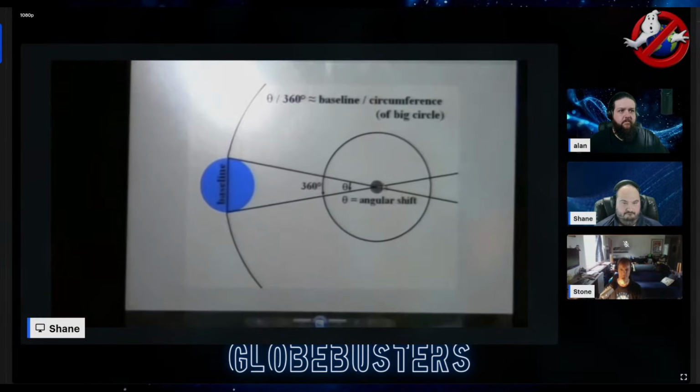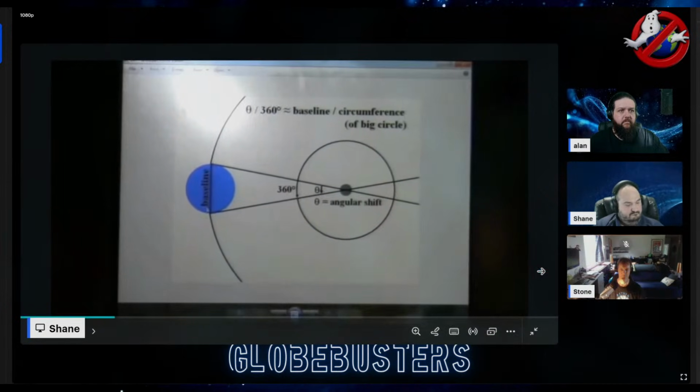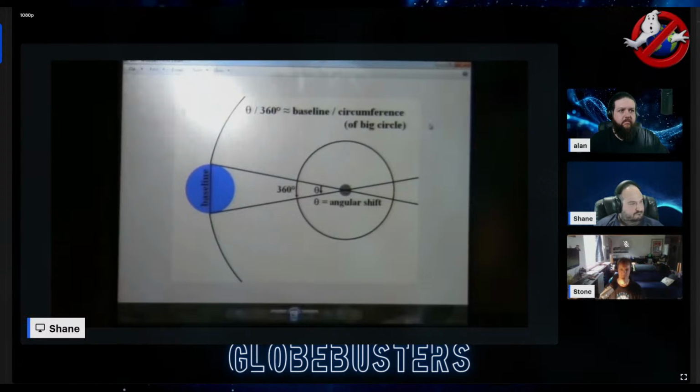Well, the concept is, imagine drawing a giant circle centered on Venus, a circle that intersects the Earth. Here it is going around, goes off the figure, comes back around, and back here. You can think of this angle as a fraction of 360, or a piece of the circumference of this big circle as a fraction of the whole circumference. In any circle, you have 360 degrees. This angular shift is some fraction of a full 360 degrees, theta over 360. And that has to be the same fraction as this distance, the baseline, divided by the whole circumference of the big circle.